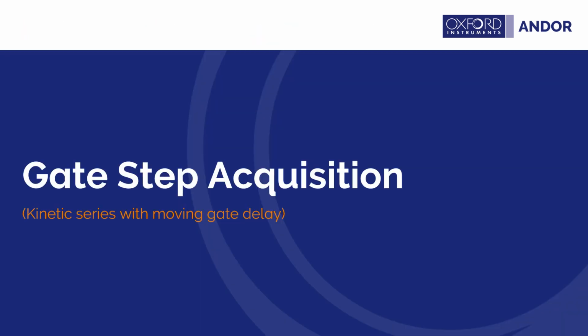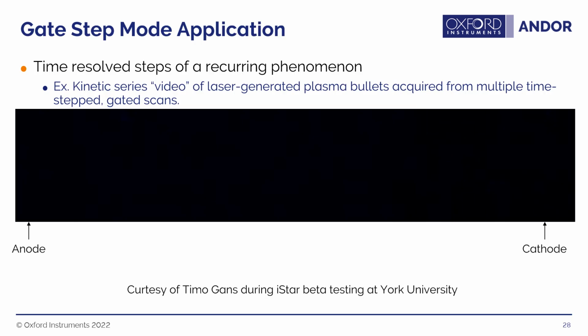The next mode of operation is called gate step acquisition. This is the same as the kinetic series, only the delay of the gate, or you can also change the width, is moved in each sequential scan of the kinetic series. First, here's a quick example of what kind of things you can do with gate step mode.